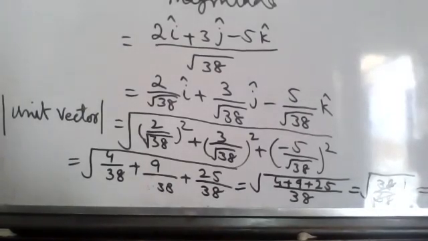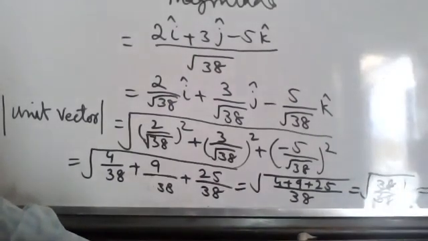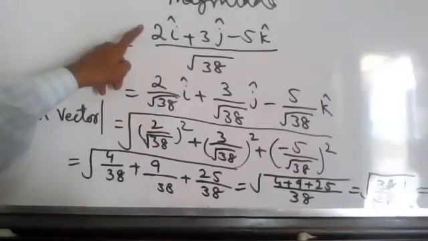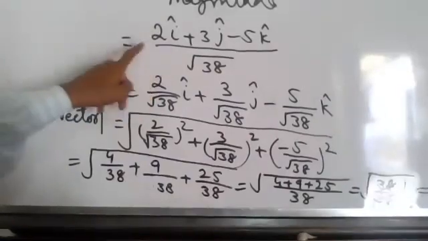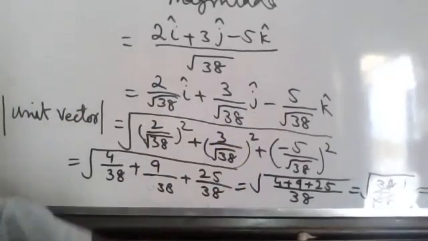How to find the direction cosine? Cos alpha is the i component divided by the magnitude, cos beta is the j component divided by the magnitude, and cos gamma is the k component divided by the magnitude. Then we find the unit vector: the whole vector divided by the magnitude, separated into i, j, k components.